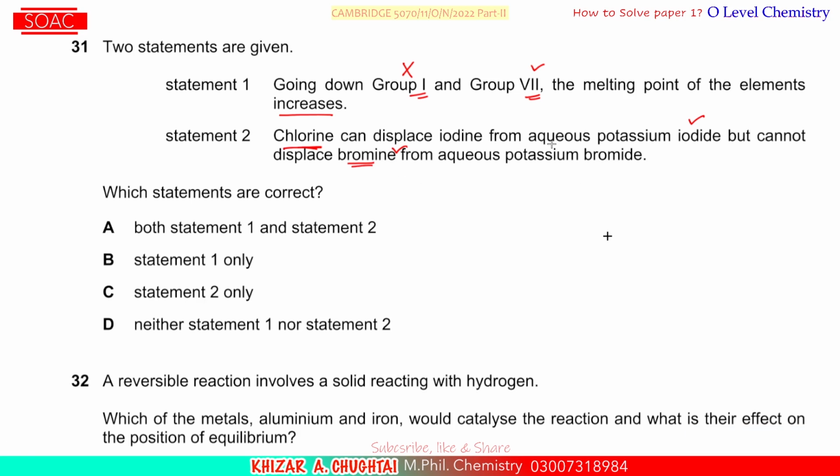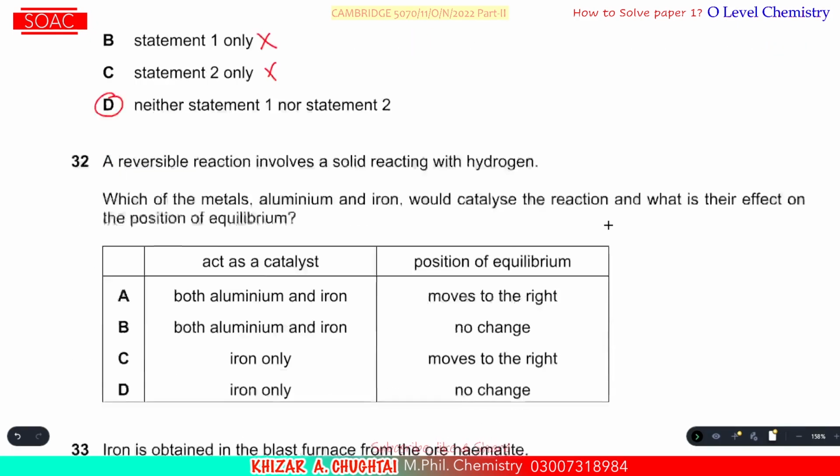So the second statement is again the wrong one. Which statements are correct? Both statement 1 and statement 2, no. Statement 1 only, no. Statement 2 only, no. Neither 1 nor 2, yes. Both statements are incorrect. Here the group 1 melting point description is incorrect. So 31D is the correct option.